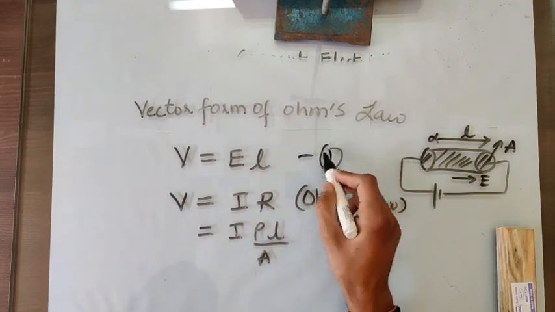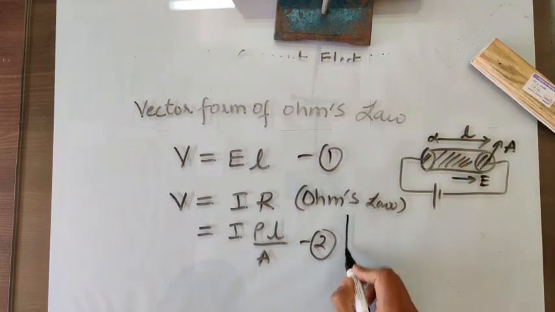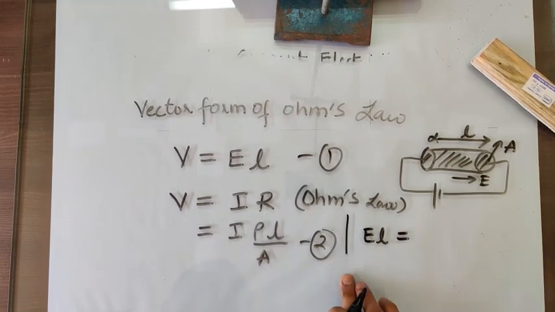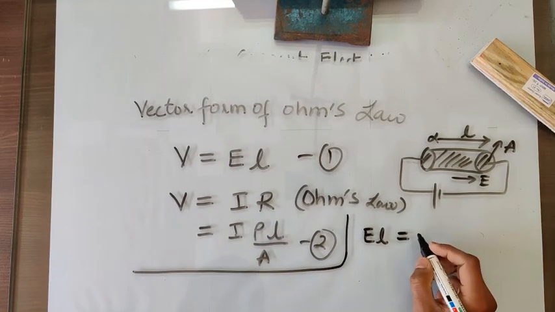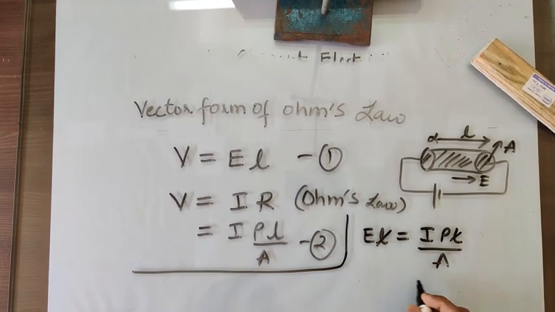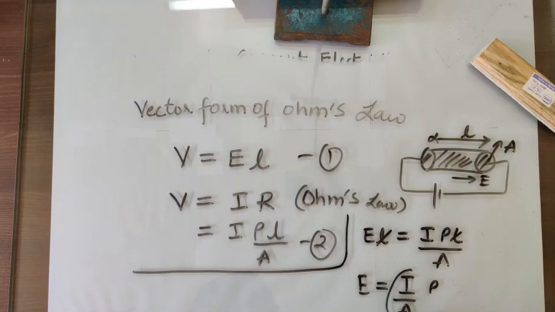So comparing the first and second, EL is equal to I rho L upon A. L cancels L. E is equal to I upon A times rho, where I upon A is known as current density. So E equals rho J.